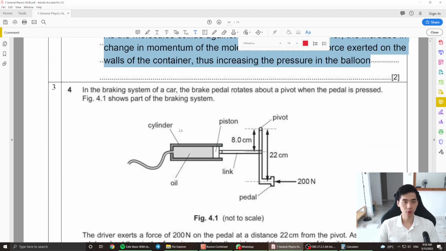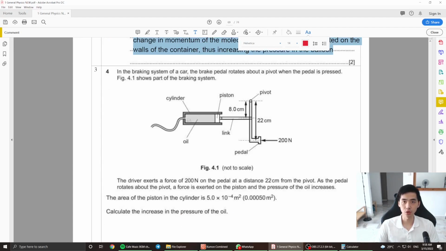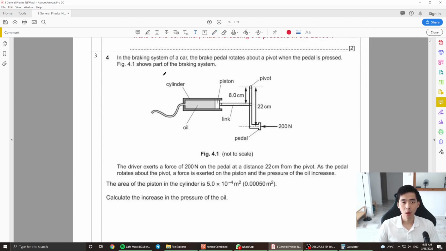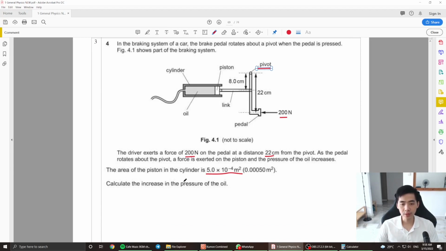Then this next question here is similar to the question we did just now. In the braking system, yet again you see the word pivot, so straight away you must think about moments, guys. The driver exerts a force of 200 newtons. It is a distance of 22 cm away. It rotates the pivot. The area of the piston is this amount. The area here this time is this amount. Calculate the increase in pressure of the oil here.